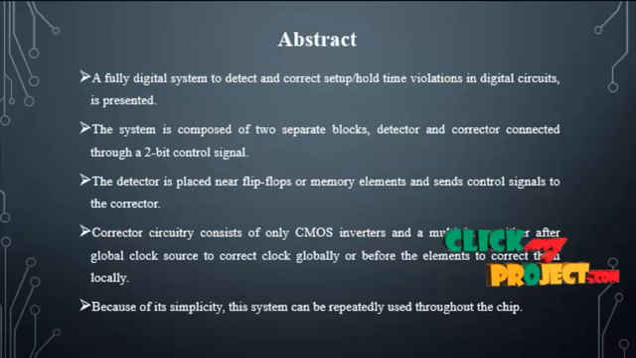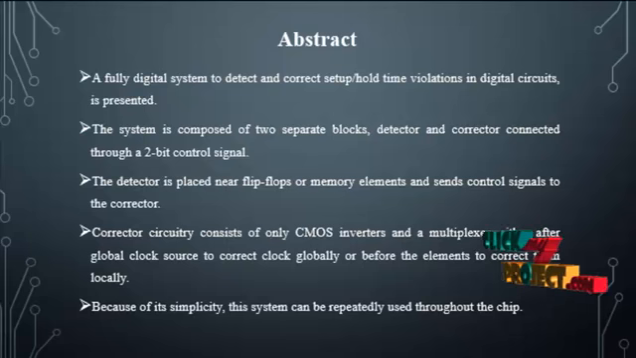The corrector circuit consists of only CMOS inverters and a multiplexer, placed either after the global clock source to correct the clock globally, or before the elements to correct them locally. Because of its simplicity, this system can be repeatedly used throughout the chip.